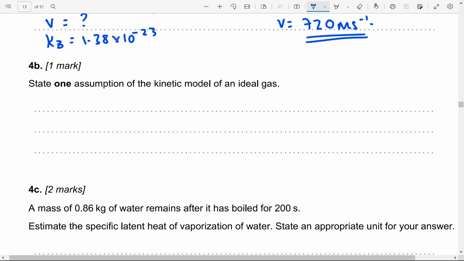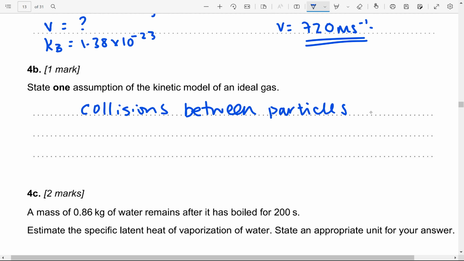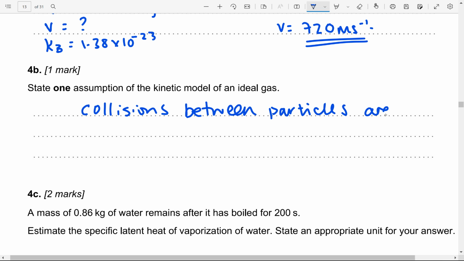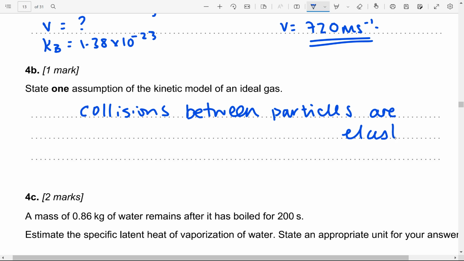So the one that is often written, and the one I'm going to write, is the collisions between particles are elastic. So there's no energy loss to the surroundings.